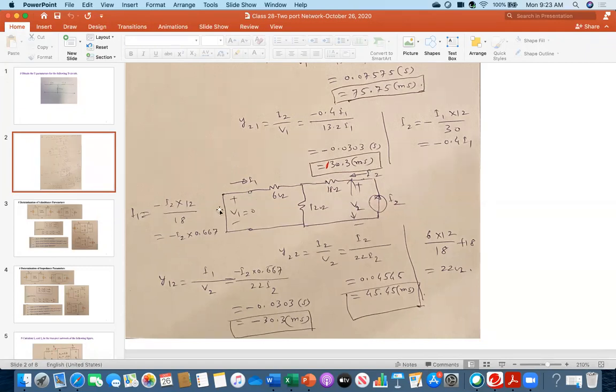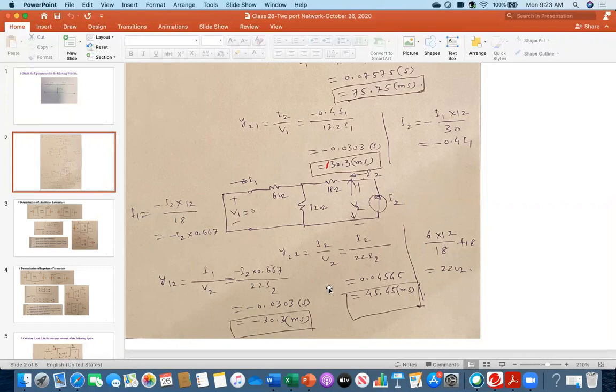So total current I2 multiplied by, because I will be finding this one, multiplied by this one, 12, and divided by 6 plus 12, which is 18. So I got minus I2, and this gives me 0.667. So I plugged in this one for ion here, and I know V2 from here. So I2 cancelled. Finally, I got minus 30.3 millisiemens.